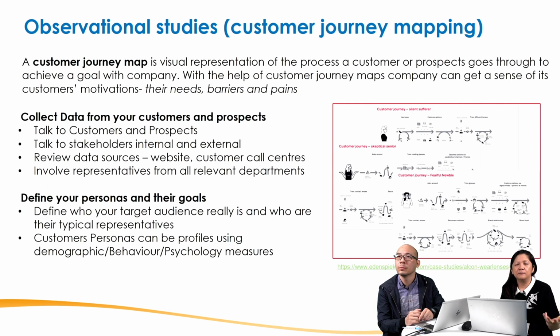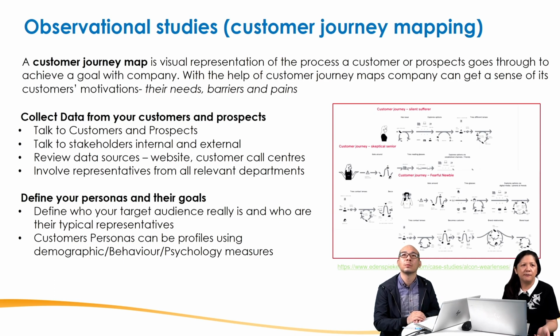So using ethnographic research like you have seen from the IKEA study, we can map out the customer journey, and it allows the company to get a sense of the customer's motivation, needs, barriers and pains in its natural environment. So we can collect data from our customers and prospects using ethnography and observational research, talk to our customers and prospects, and then using the information, we review the data sources and come up with a customer journey map. So we can even develop personas and understand what our target audience really is, what are their typical motivations, barriers, and pains. And these customer personas can be used as profiles based on their demographic, behavioral, and also psychology measures.